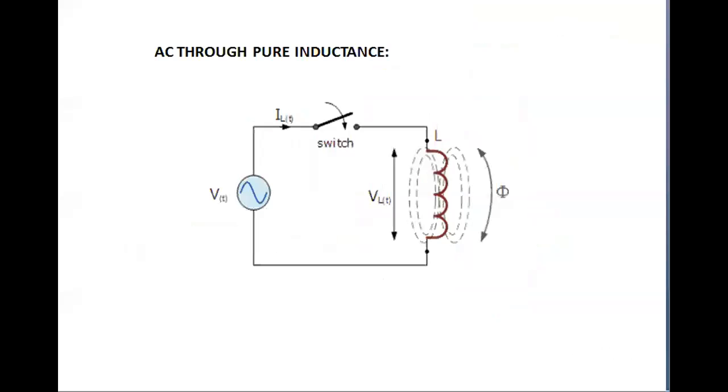And next we will go with the inductor. Here an AC voltage source is connected across an inductor. That means the AC voltage source is connected across the inductor by using a switch. Here I am using a switch. Why? Because if I connect it directly, if the charge increases, then what will happen?